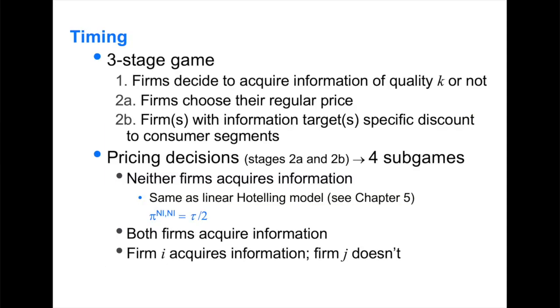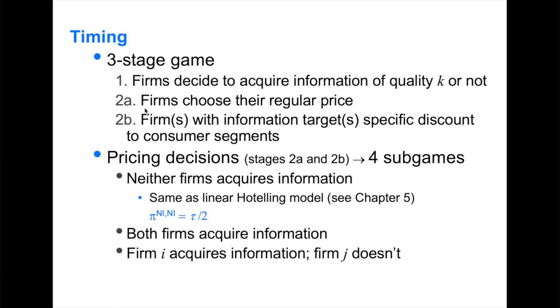Now, what do we analyze? It's a 3-stage game. In the first stage, firms decide whether or not to acquire information of some quality k. Think of this information as being available at no cost, but the firms still have to decide whether they use it or not. If they use it, there is an extra part in stage 2.